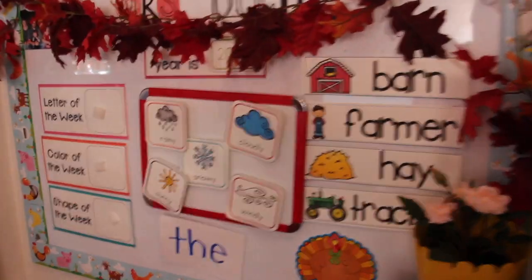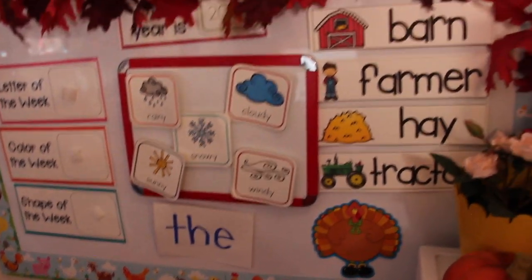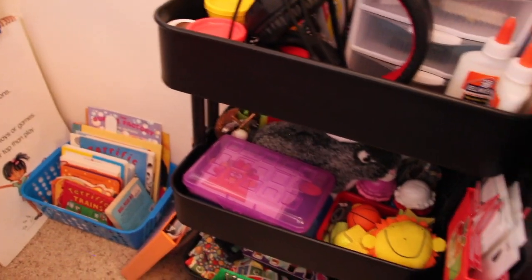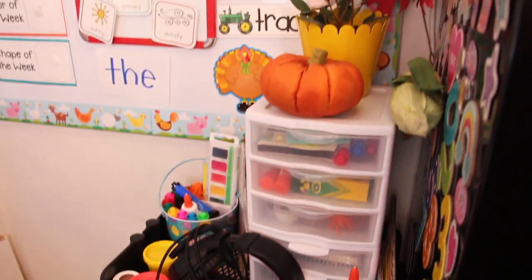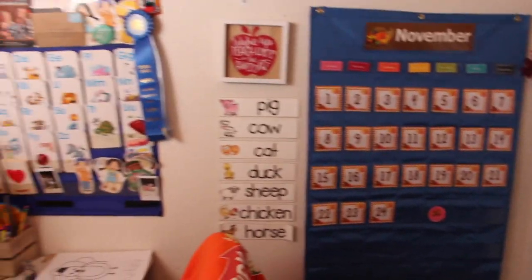We also do the weather in my classes. I use a lot of visuals. We're learning sight words, and then I have this organizer down here. I have a tote that I got at the Dollar Tree to hold books, and I got that at IKEA to hold supplies and that sort of thing. So that is pretty much my classroom. It's a pretty small space, but it works for what I need it to do.